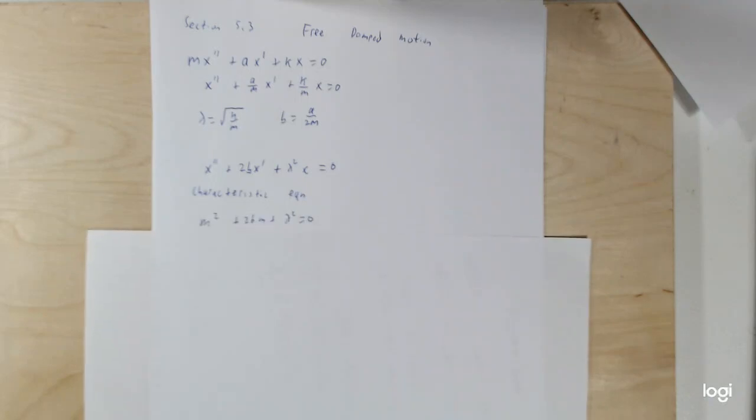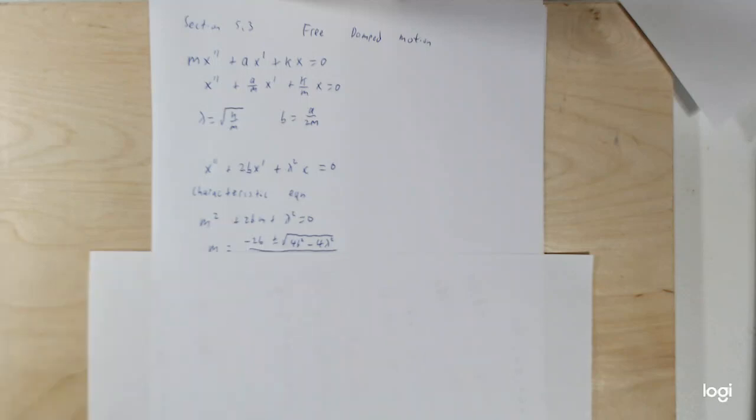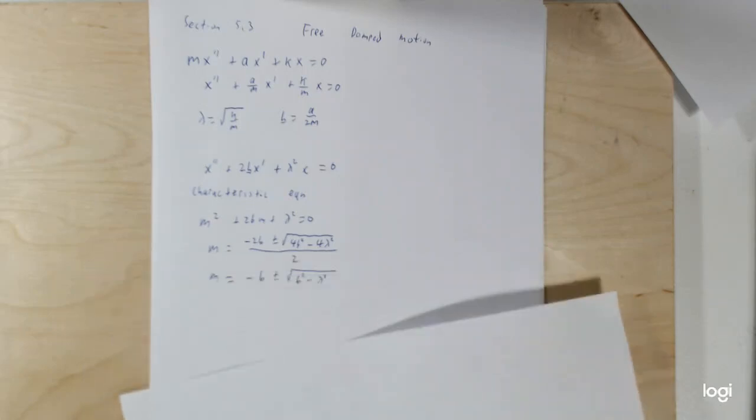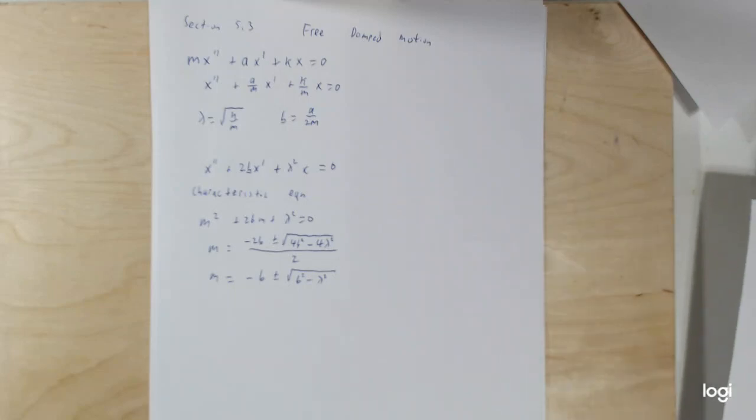So our characteristic equation for that is m squared plus 2bm plus lambda squared equals 0. We pull out the quadratic formula for the answer. So we get negative 2b. It's a little odd because we have 2b rather than just plain b. And then plus or minus the square root of 2b quantity squared, which is 4b squared, minus 4 lambda squared. The nice thing is we can pull the 4 out of the square root, and everything cancels with the 2 in the denominator. That's the reason we did the substitutions. It makes this look pretty nice. So we have m equals negative b plus or minus the square root of b squared minus lambda squared.